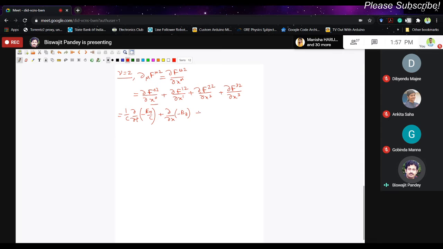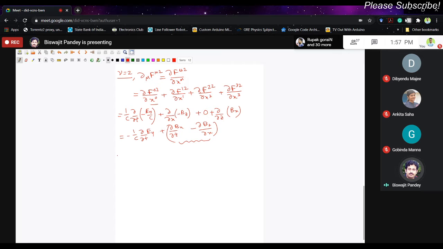This one will be 0. And the final one will be del z. If you remember, third row, second element, which was Bx. So we have minus 1 by c del t of Ey plus del z Bx minus del Bz del x. Again, you can see this is nothing but the y component of curl of B, right?